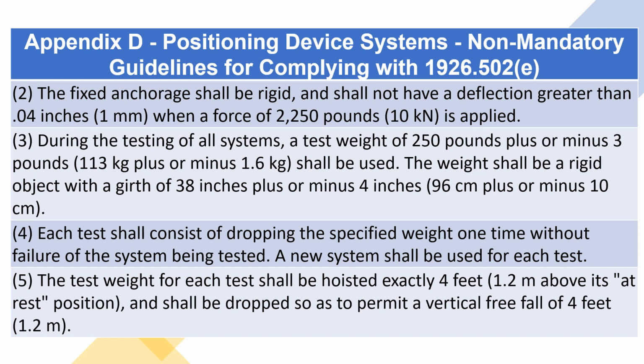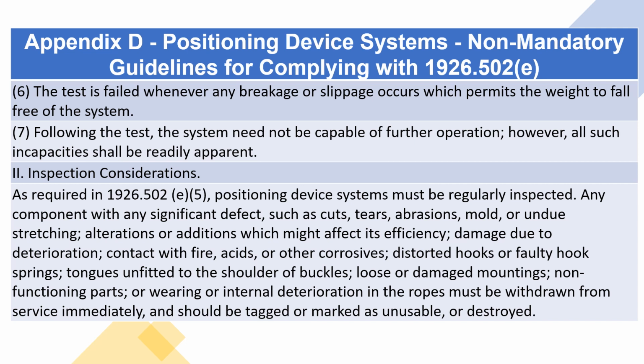4. Each test shall consist of dropping the specified weight one time without failure of the system being tested. A new system shall be used for each test. 5. The test weight for each test shall be hoisted exactly 4 feet (1.2 m) above its at-rest position, and shall be dropped so as to permit a vertical free fall of 4 feet (1.2 meters). 6. The test is failed whenever any breakage or slippage occurs which permits the weight to fall free of the system. 7. Following the test, the system need not be capable of further operation, however, all such incapacity shall be readily apparent.